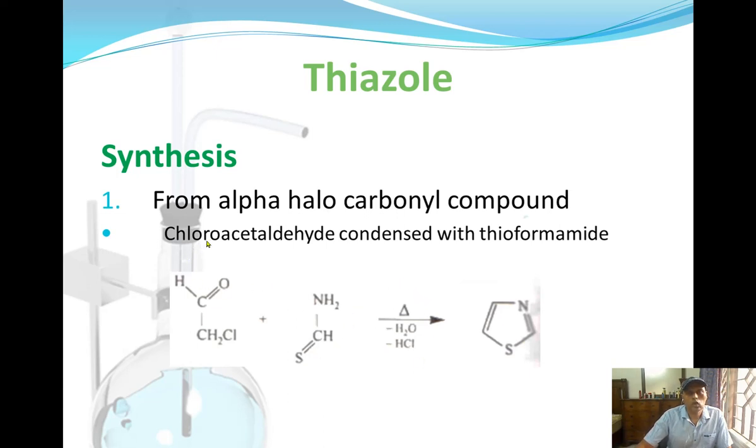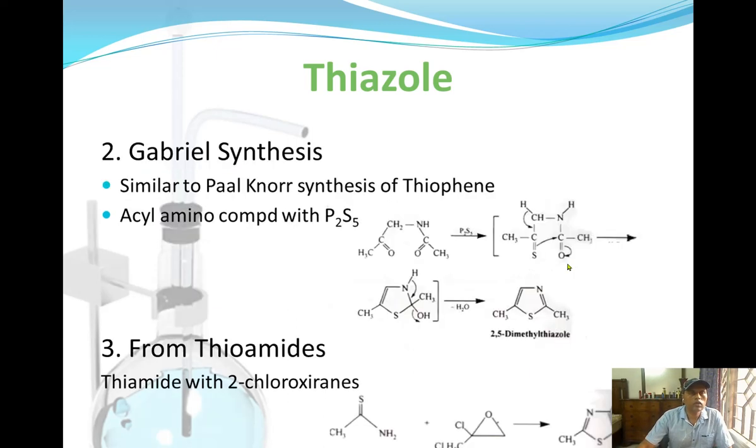So chloroacetaldehyde is getting condensed with the thioformamide. As you can see here, instead of the carbonyl group, sulfur is replaced here. The name of this compound is thioformamide. So you're going to get thiazole, right? This is the first method of synthesis. We'll go for the next one.